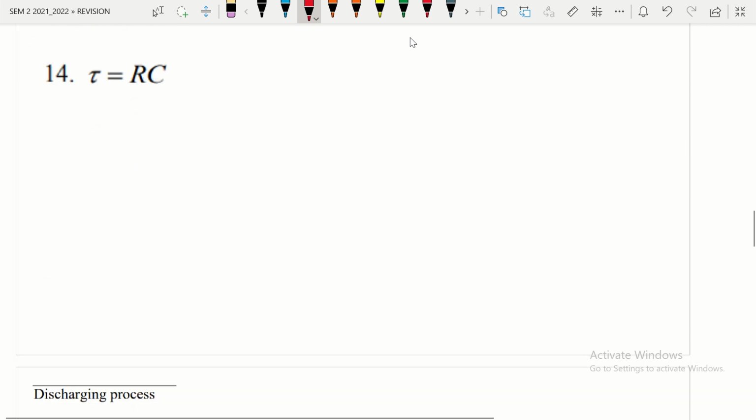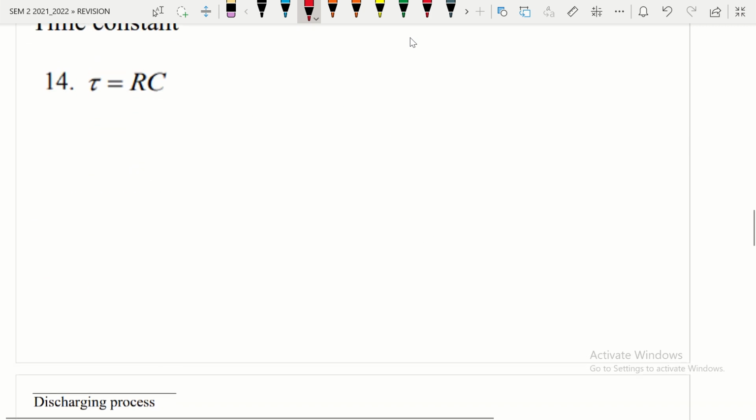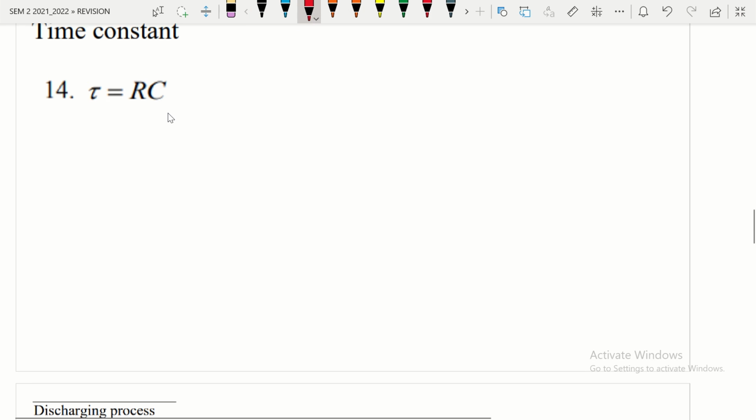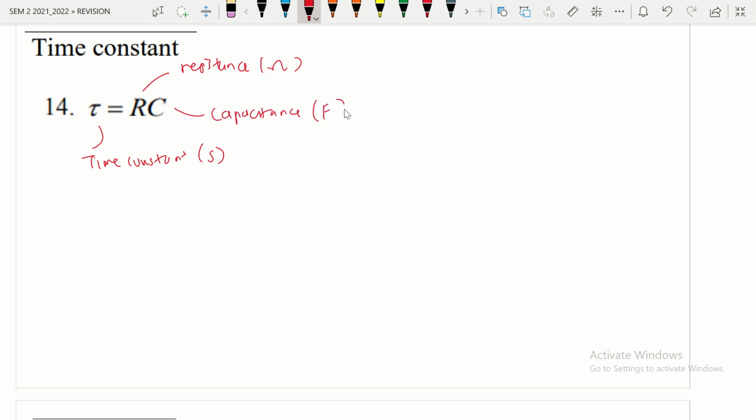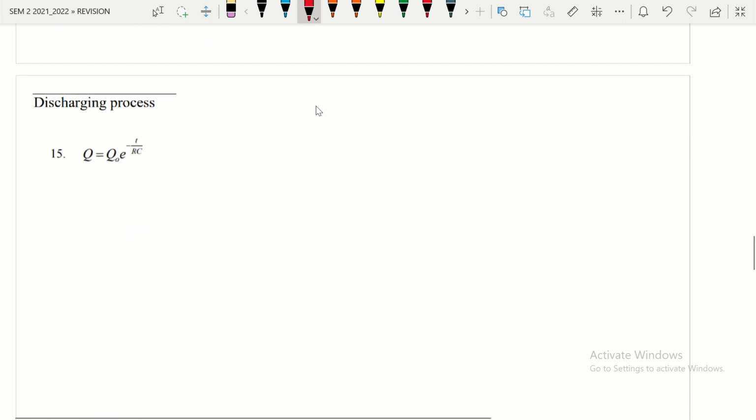Okay, so the next one is time constant. What is time constant? So tau. Tau is the time constant. So the symbol is tau. Time constant. Its unit is second. R is your resistance and the unit for resistance is ohm. And C is your capacitance. Capacitance, we know the unit is farad, F. What is time constant? Okay, time constant is to measure how quickly the capacitor charges or discharges. How fast or slow the capacitor charges or discharges. That is time constant.